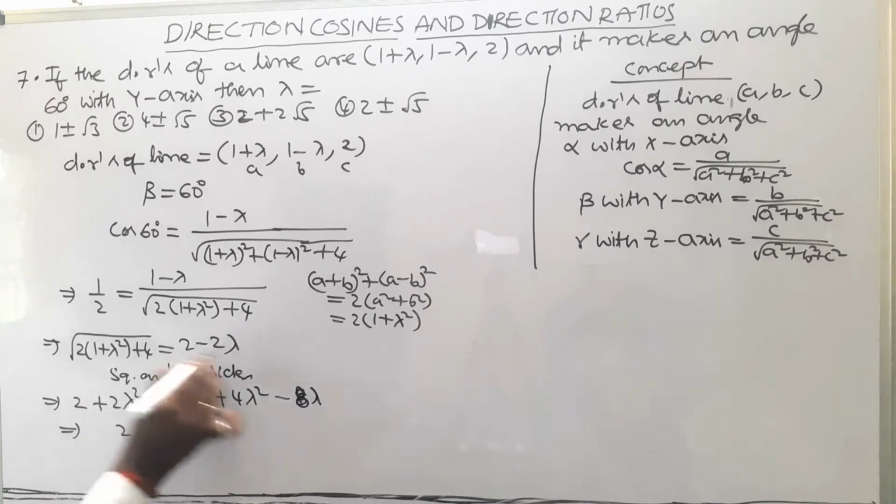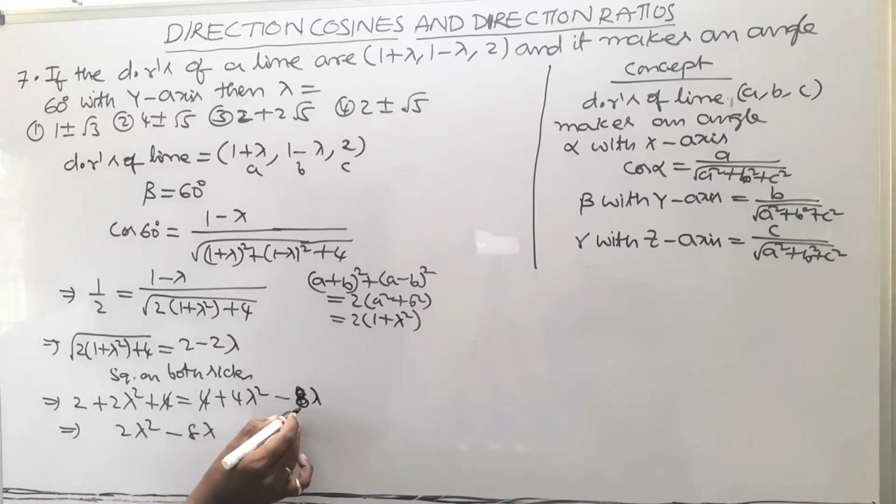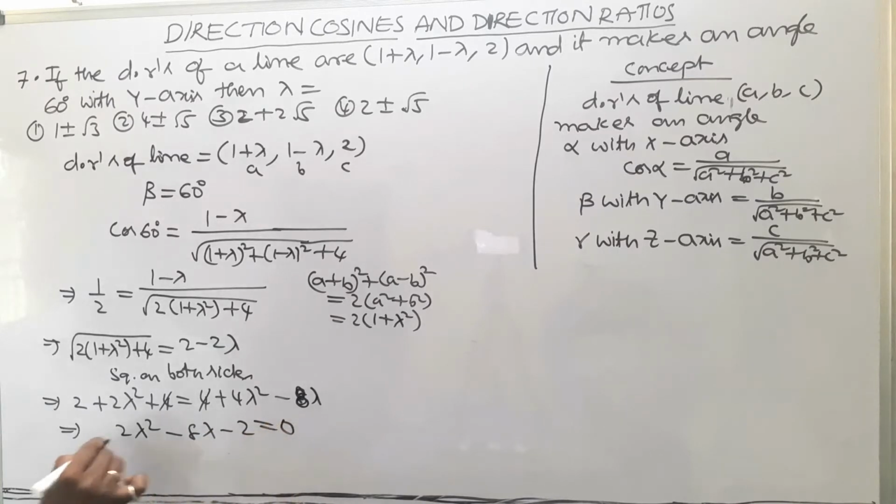4 lambda square minus 2 lambda square, 2 lambda square minus 8 lambda, plus 2 minus 4 is minus 2, equal to 0. Dividing the equation by 2, we get lambda square minus 4 lambda minus 1 equal to 0.